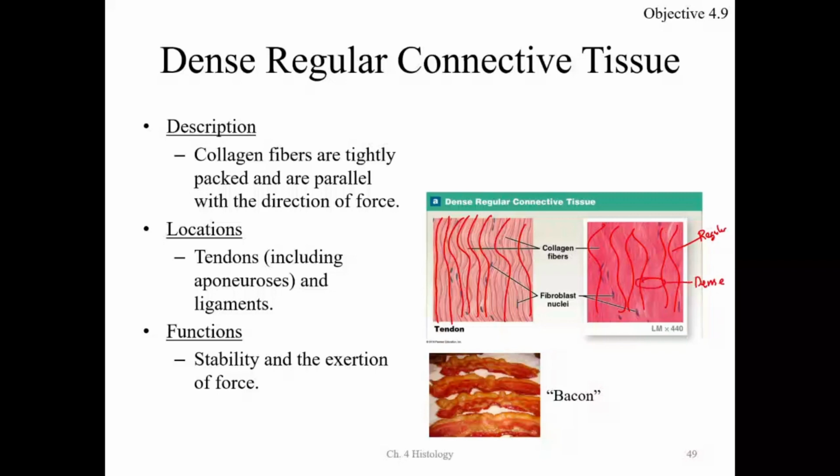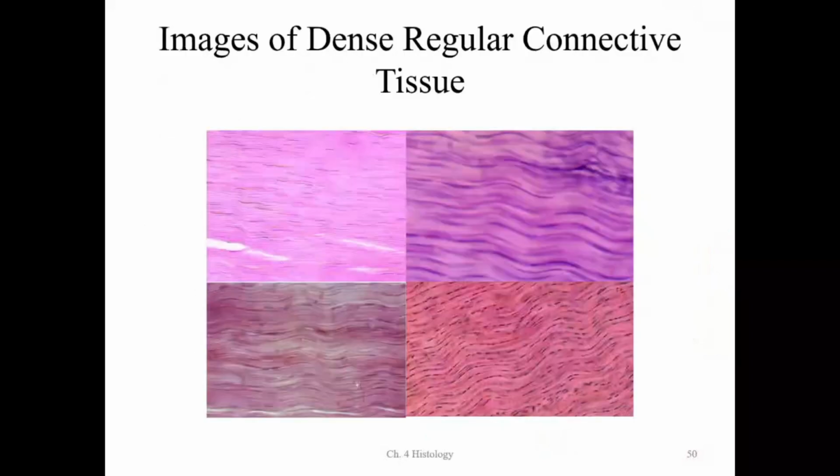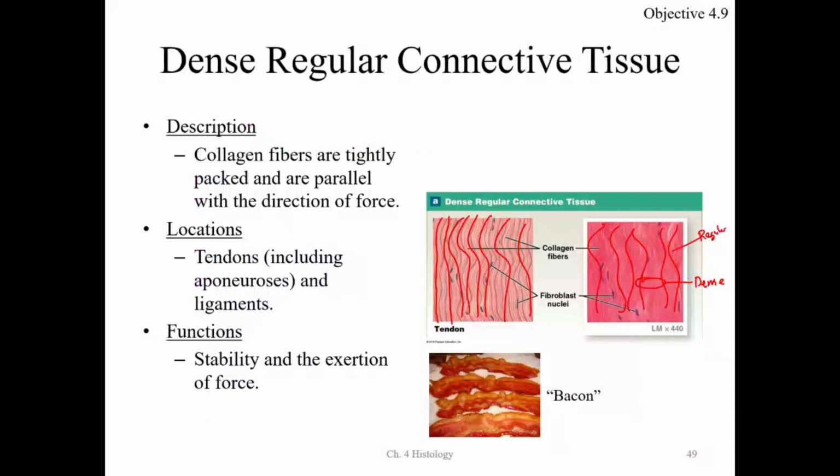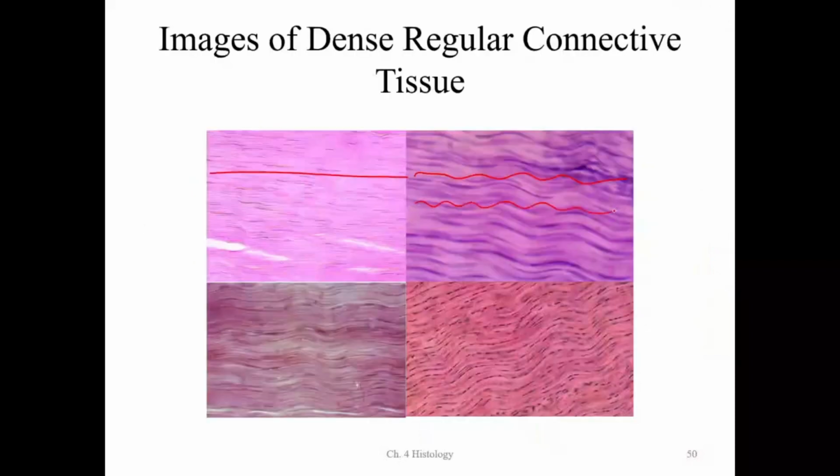Okay? Tendons and ligaments, this also includes aponeuroses, they are going to function in stability and the exertion of force. When we look at these, they all are going in the same direction. The fibers are all running in the same direction. Sorry, sometimes my pen will change the orientation. It's annoying. But all the fibers go in the same direction, they're densely packed, dense regular.